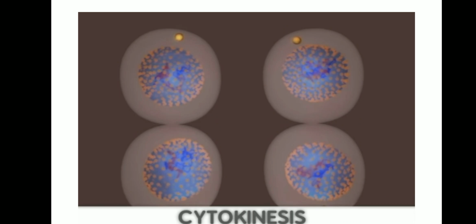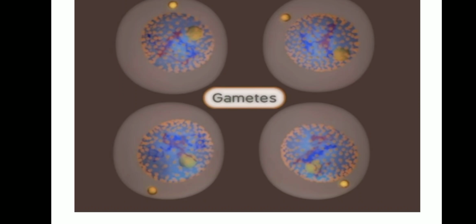The word cytokinesis means what? The cytoplasm itself is getting divided. And finally the 4 gametes are formed with the haploid number of chromosomes. Only 23 chromosomes will be present in these haploid cells. So 4 daughter cells are formed from the 46 chromosomes of the body cell, and these 4 daughter cells have only the haploid number, 23 chromosomes.